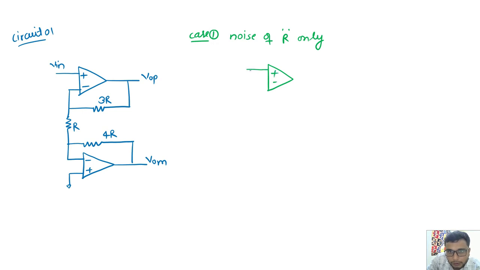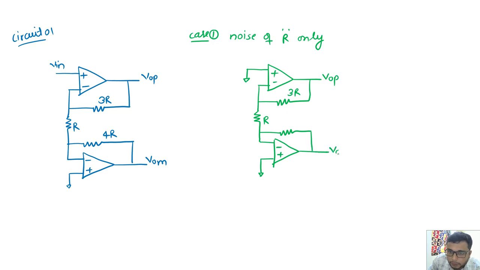For the noise analysis, we can short the input, and there are two ways we can model the noise of this resistor R. One is the noise voltage method, the other is noise current. So I'll consider current here, so that you can understand why. You will find it easy when we consider the noise current here.